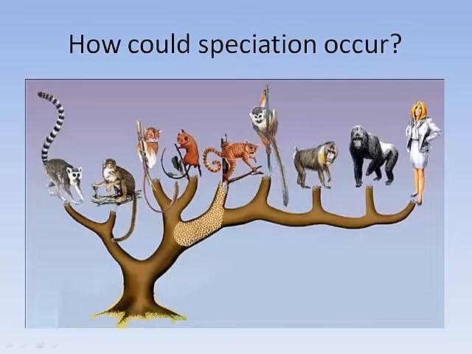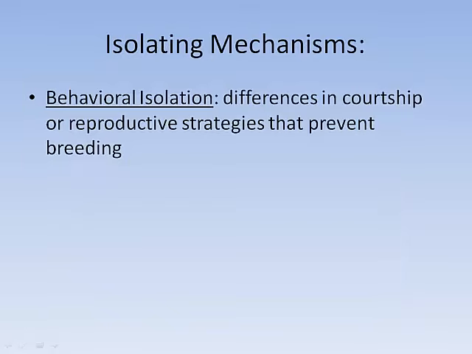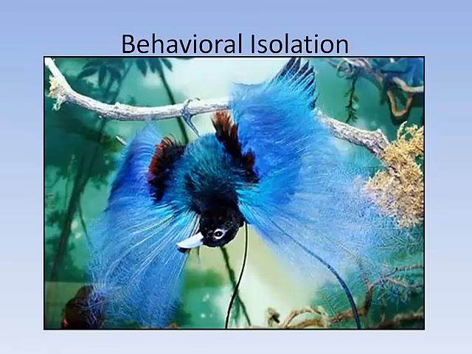How do populations become reproductively isolated from each other? There are several mechanisms. One is called behavioral isolation. If organisms have differences in their courtship or reproductive strategies, that can prevent them from breeding. One example of behavioral isolation are the courtship rituals of birds of paradise in New Guinea.